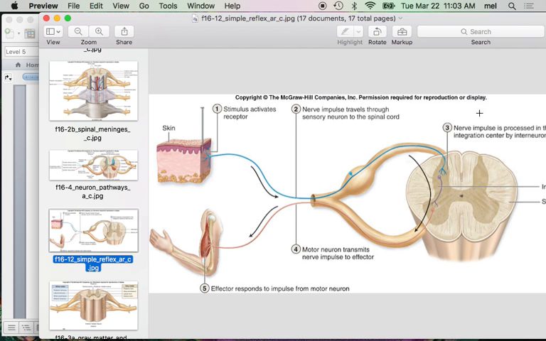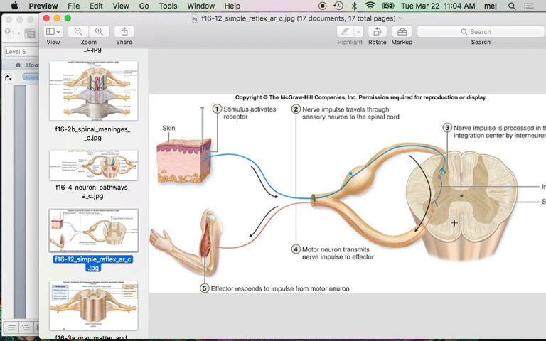Okay, so what about the gray matter in the spinal cord? Does the spinal cord do any decision making? Yes, it does, but it's not conscious decision making. It's not voluntary decision making, but it does do some things for you. And so let's talk about a really simple loop through the spinal cord. A really simple loop through the spinal cord is called a spinal reflex.